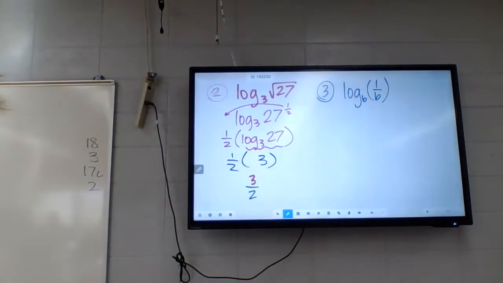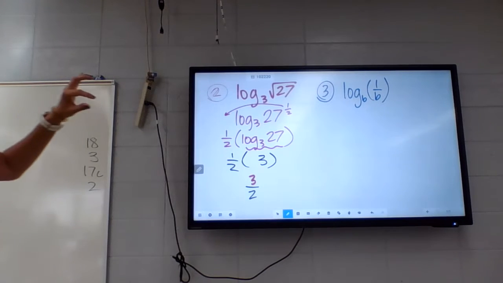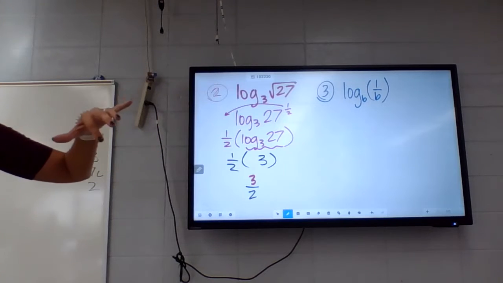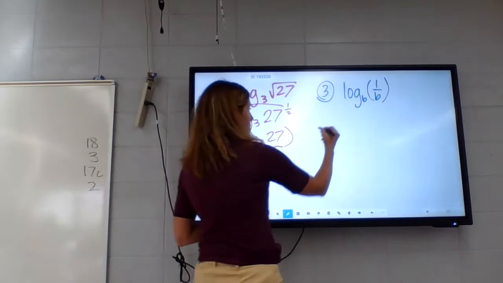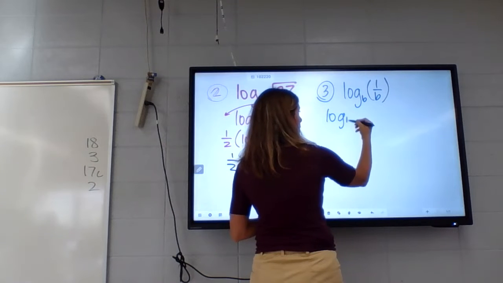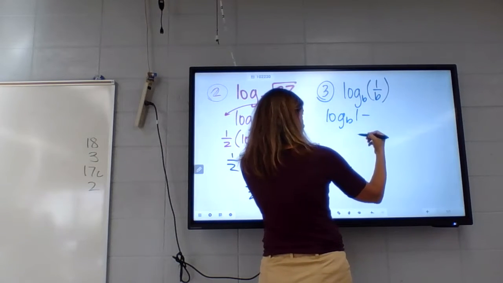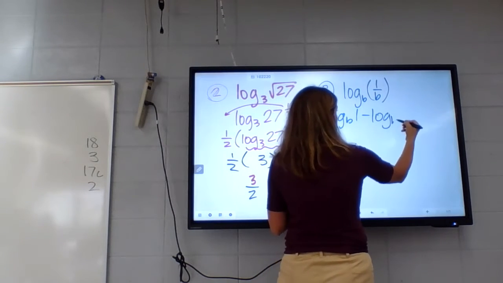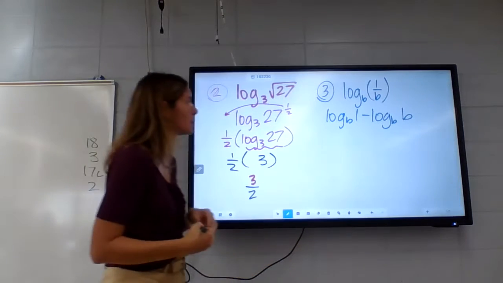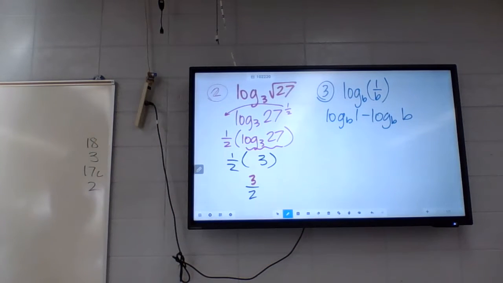So again, there are a few different things you could do with this one. This is probably the most straightforward strategy, but it's what I thought of. So we learned yesterday that a division becomes subtraction. So we're going to separate this out as subtraction. So it's log base b of 1 minus log base b of b.